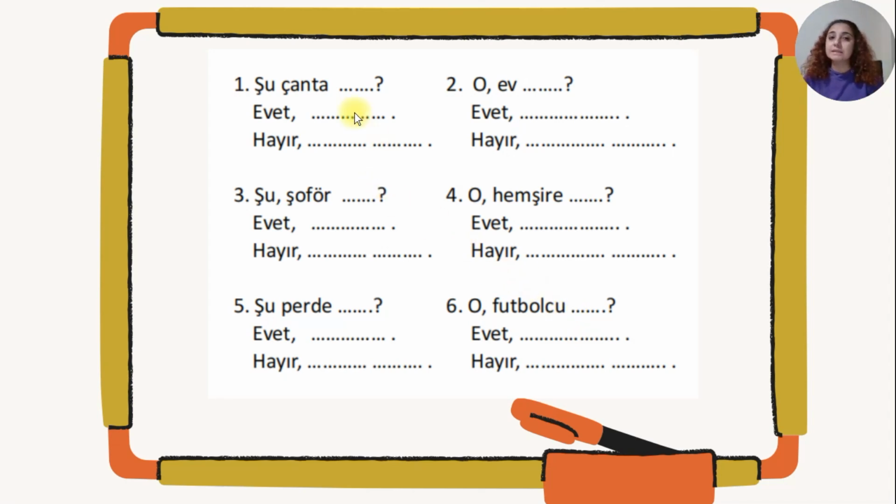Okay, we will ask, is this a bag? Is this a driver? Is this a curtain? Is this a house? Is this a nurse? Is this a footballer? Ready? Okay. Şu çanta mı? Evet, şu çanta. Hayır, şu çanta değil. O ev mi? Evet, o ev. Hayır, o ev değil.